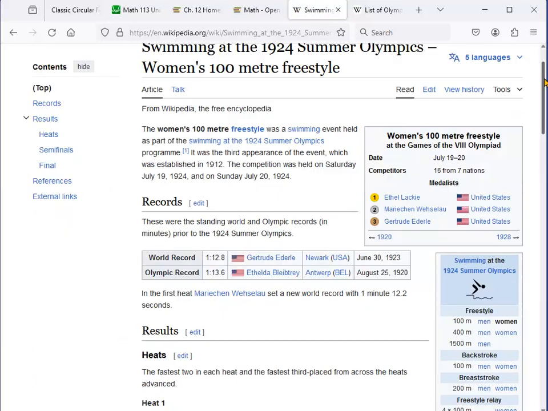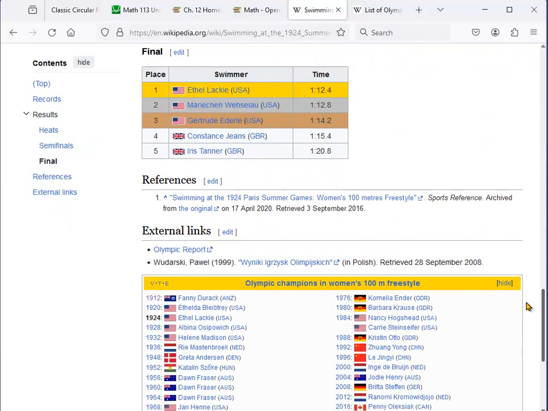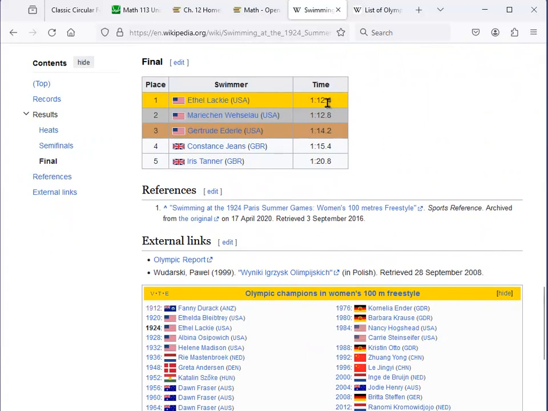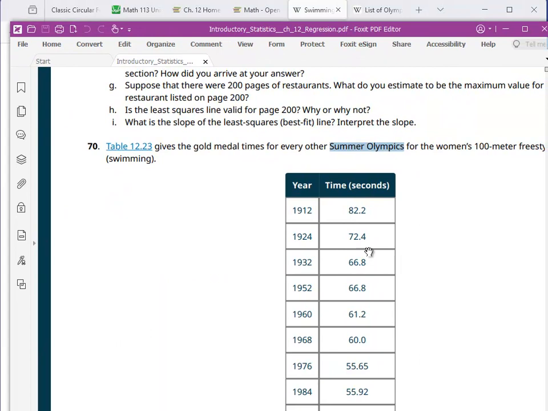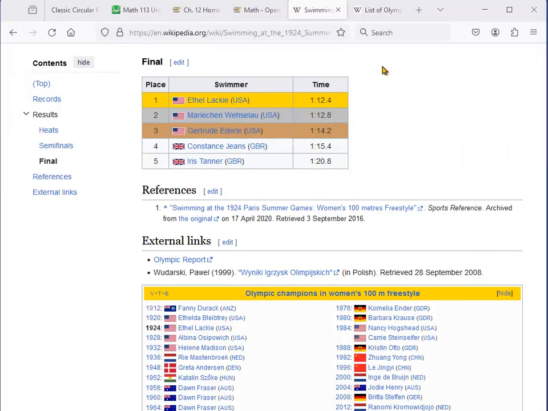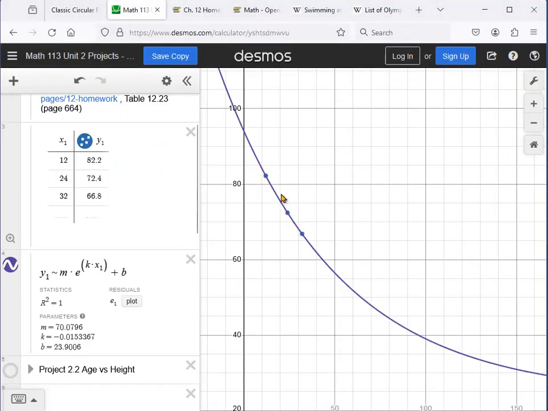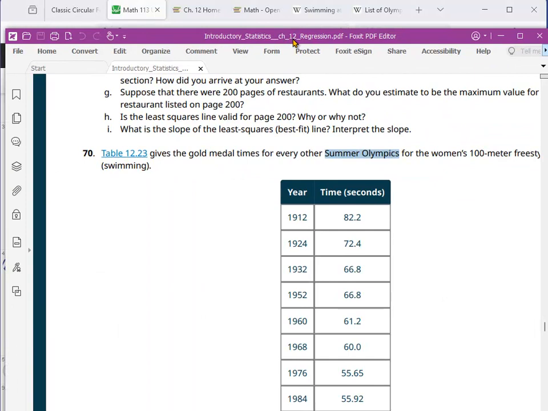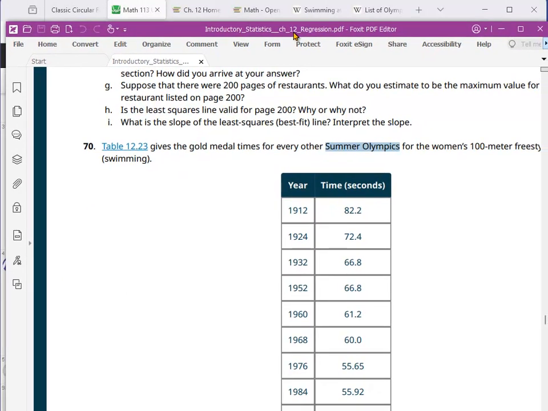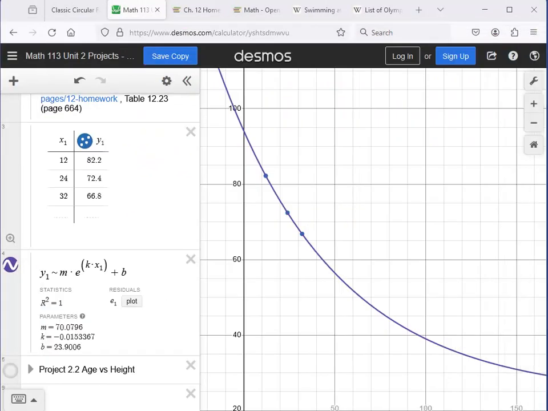So 1924, and scroll all the way down, and there was the winning time, 72.4 seconds, and that's the times that you see right here, 82.2, 72.4. So that would be the source. And hence, when you copy these times over here, that would be the source, and they're reliable. You can look them up in other books, other websites. They have recorded them, or they have been recorded.